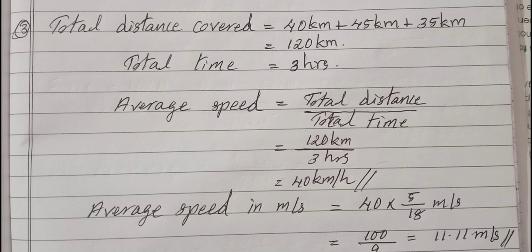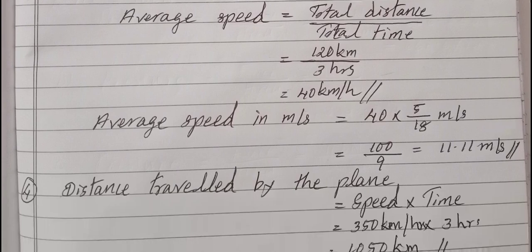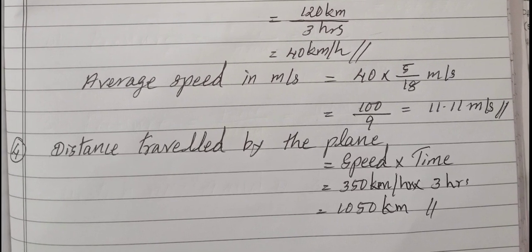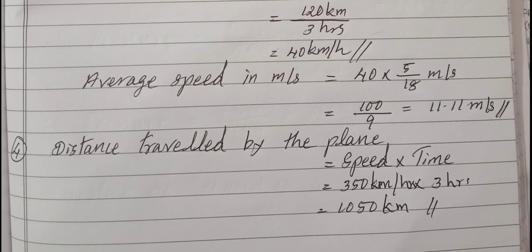Now write the formula: average speed is equal to total distance divided by total time. So total distance 120 kilometers upon 3 hours equals 40. After cutting we get 40 kilometer per hour. That is in kilometer per hour.